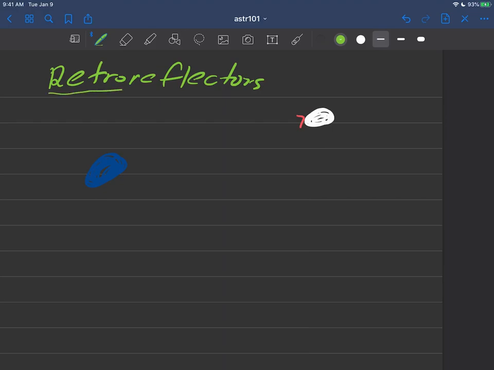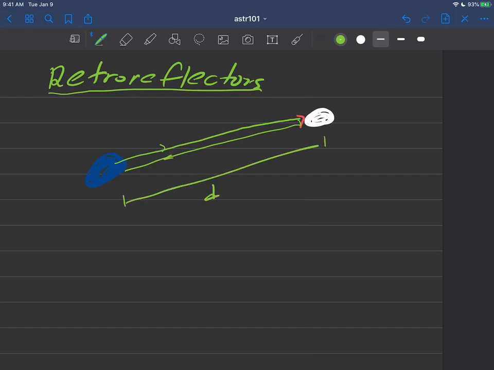One last thing on the retroreflectors from the last video. We discussed that there's a retroreflector on the moon. Here's the Earth. And what scientists are able to do is send a beam up to the moon, the retroreflector, and it goes bang, bang, and comes back out again. And I mentioned that from this, they're able to calculate the distance to the moon. And how do they do that?